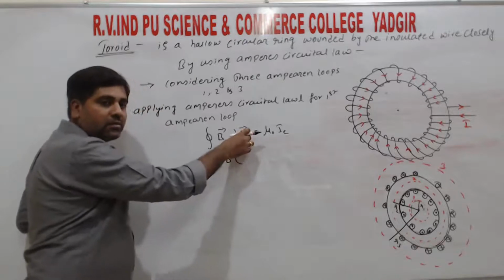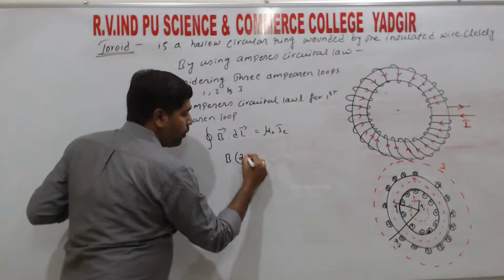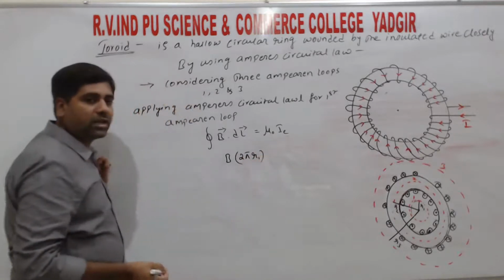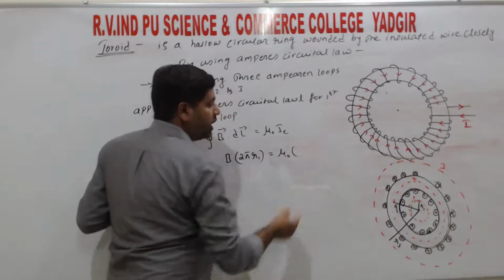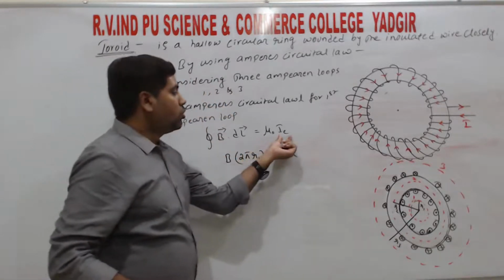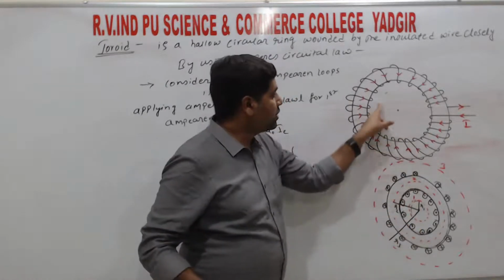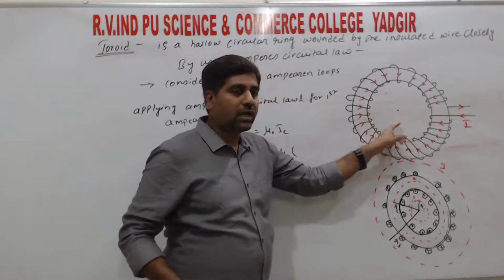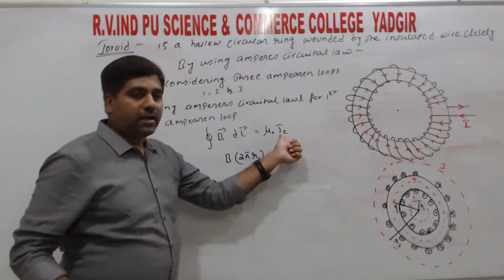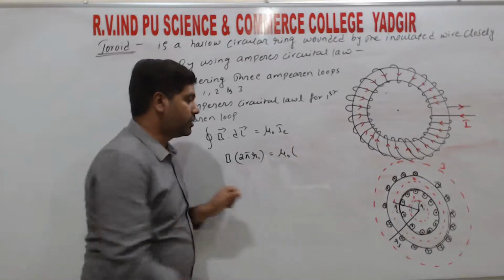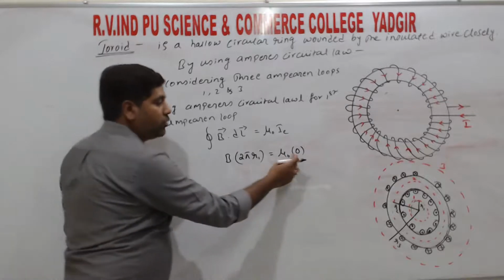So if we take the circumference of a circle, that means the integration of dl we can take as 2 pi r1. So r1 is the radius of the circle, right? So that is equal to mu naught into IE. IE is the total current which is enclosed in the surface. So in this surface, no current is flowing, that means there is no current element. So if there is no current element, the current is zero in the surface, that means mu naught into 0. So mu naught into 0 is 0.